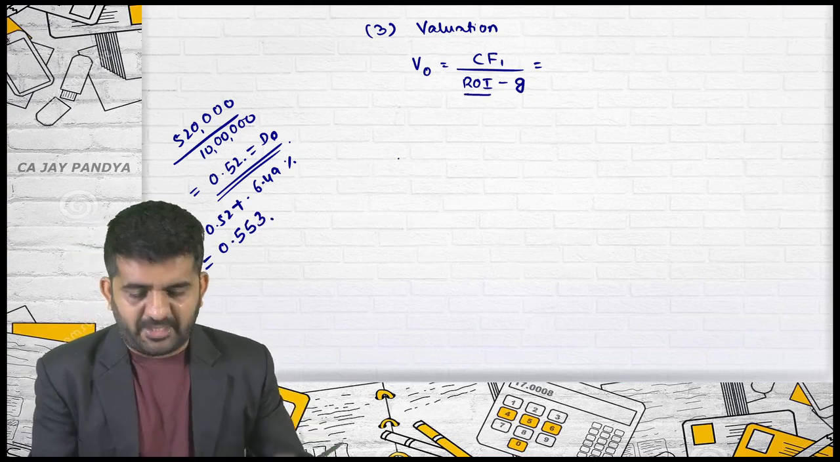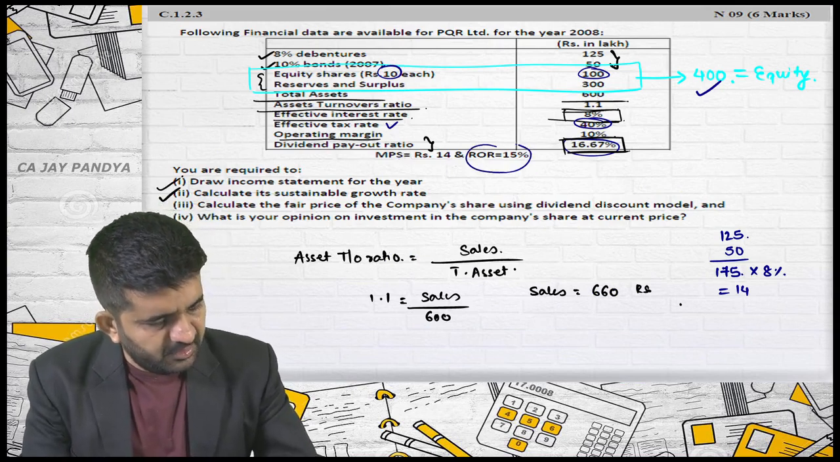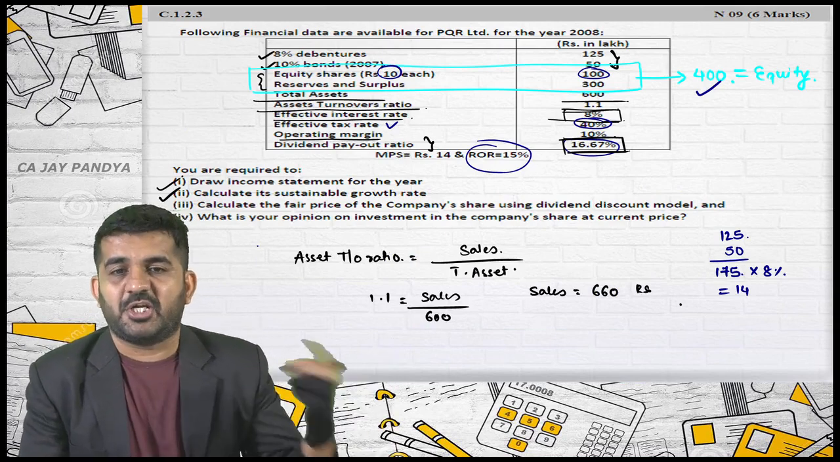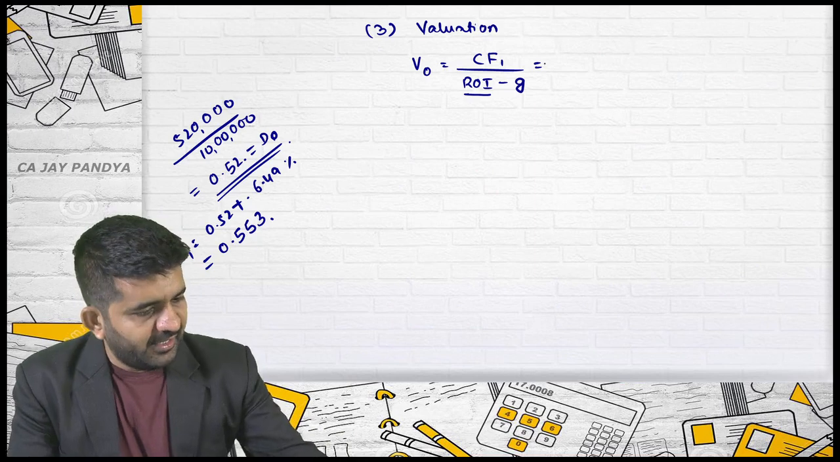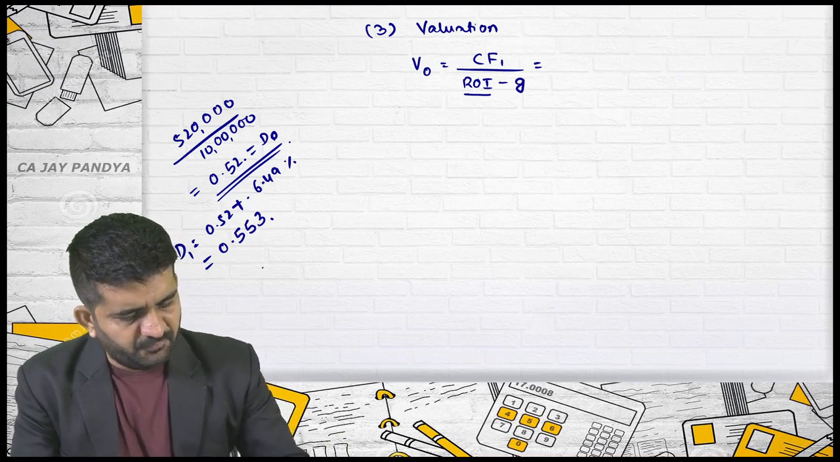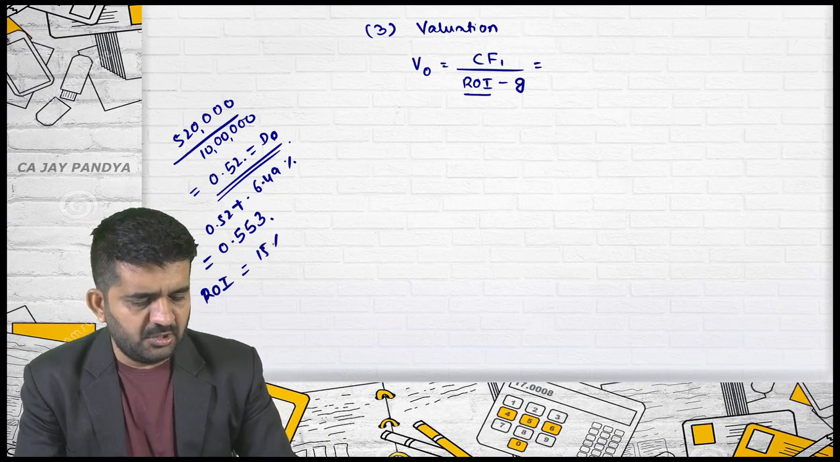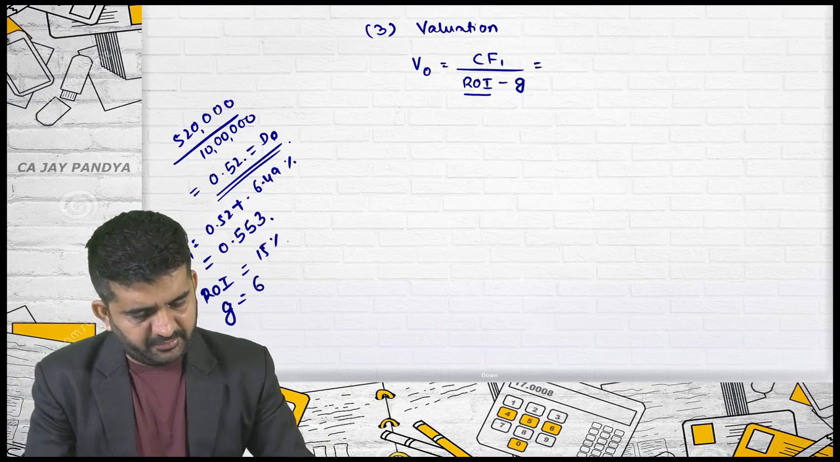Return on investment I have not read anywhere. No, it is given. Required rate of return of investor is 15%. Not as per the CAPM model, they have directly given it to me. So I can find out this is 15%. D1 I have found out, ROI is 15%, and growth rate is already what I have found out, 6.49.